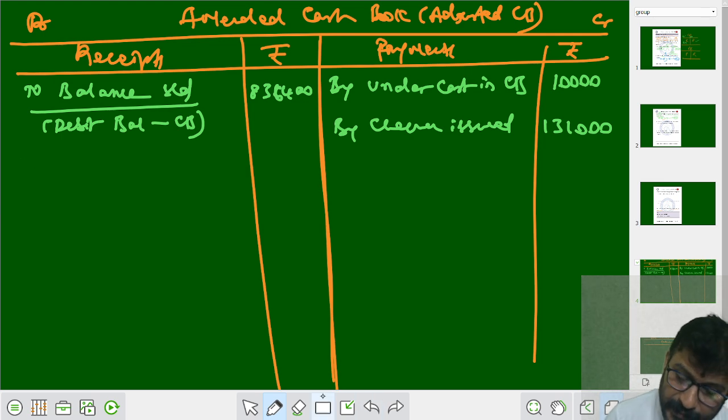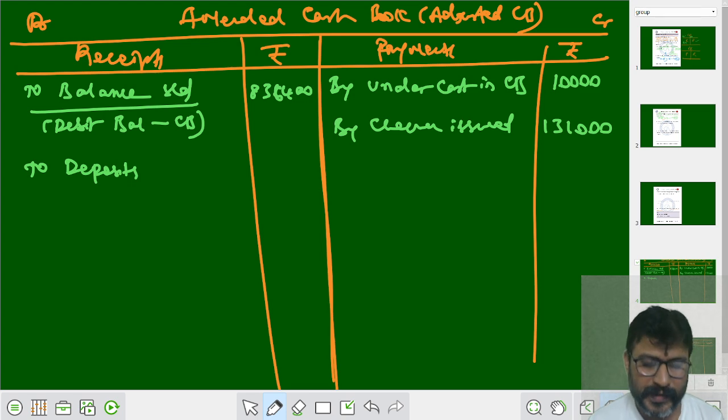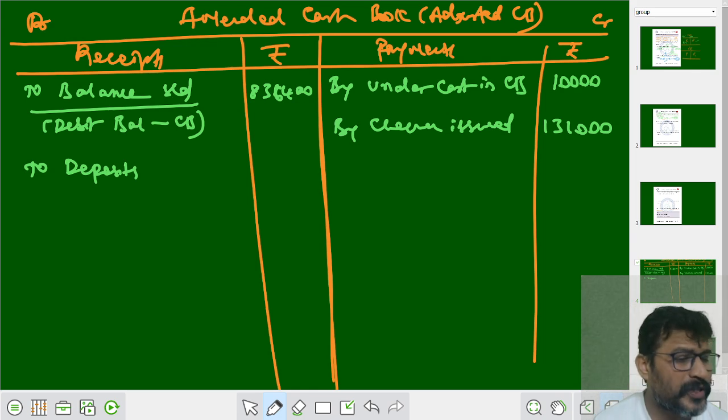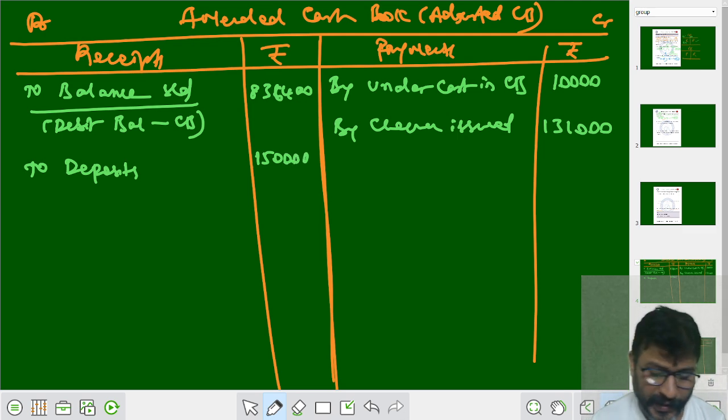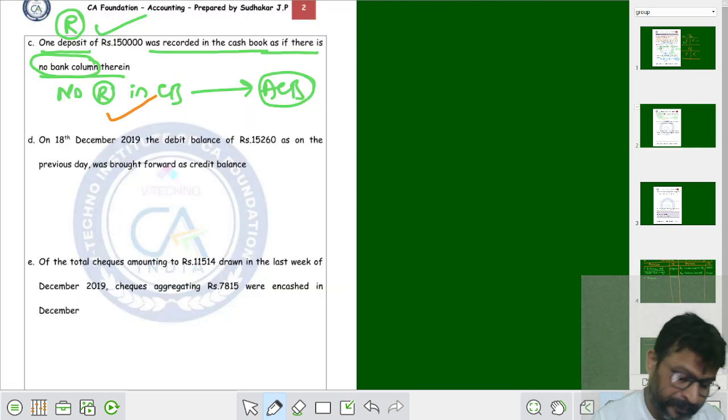So let us write two deposits. If you want, you can write not recorded in cash book. How much is it? 1,50,000. Deposit from customer, you can write also. Next.